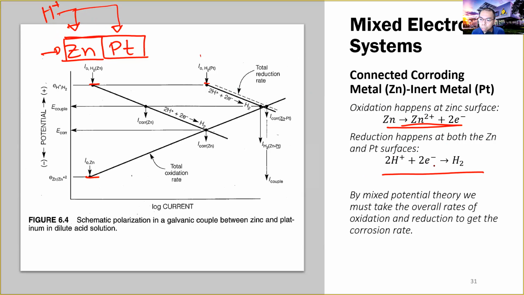2H plus plus 2 electron minus to H2. So it will happen at zinc. H plus will form H2. It will also happen at platinum. It will form hydrogen gas.